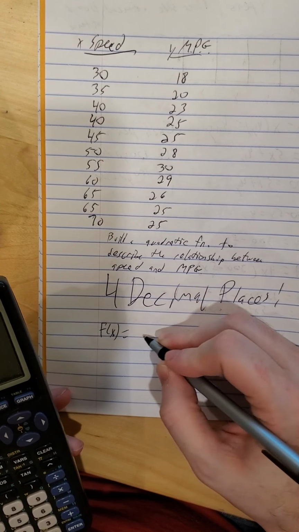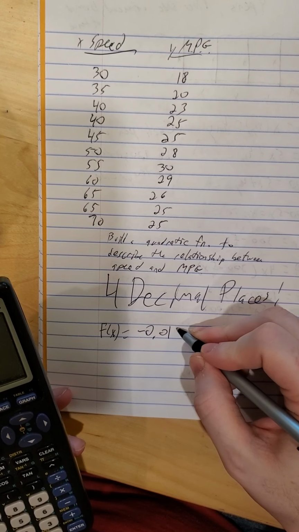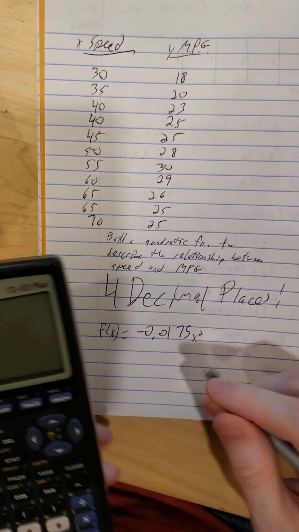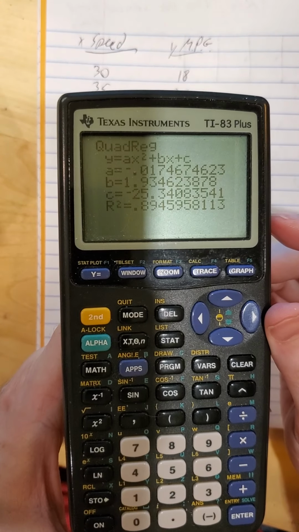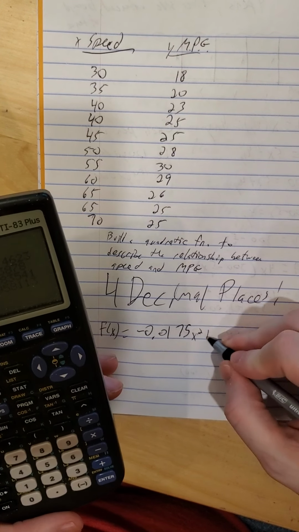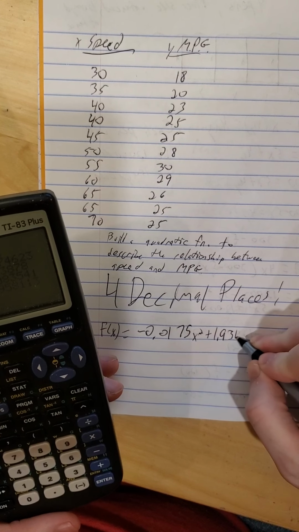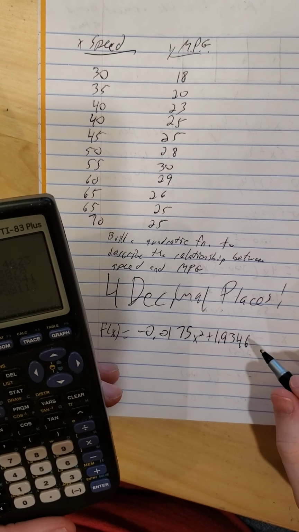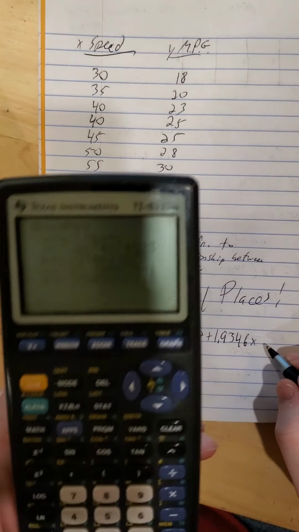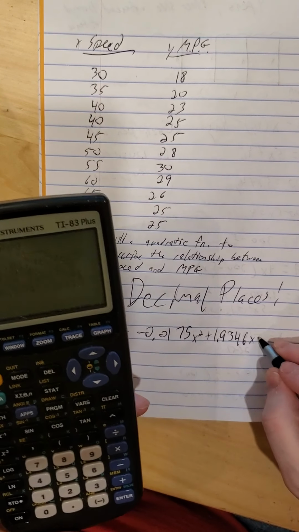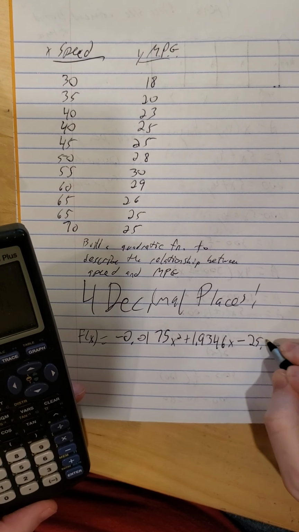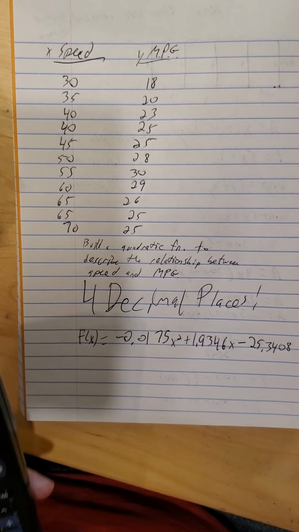So f of x, negative 0.017, and that 46 I'll round to a 5, and that's our x squared coefficient, plus bx, so plus 1.9346. We had a 2 after that, and the 6 stays a 6. We'll attach our x, and then plus c, so plus a negative, we'll shorten that down to a minus. So then minus 25.3408.